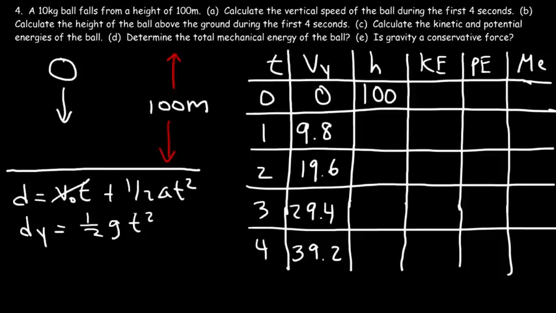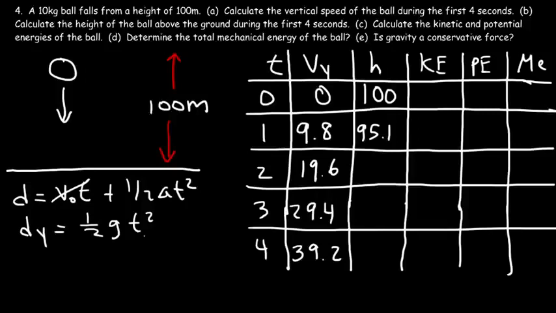So it's going to be 0.5 times negative 9.8 times a time of just 1 second. So 1 squared. That's negative 4.9. So what that means is that the ball fell down a distance of 4.9 meters. So if it goes down 4.9 meters, 100 minus 4.9 is 95.1. It means that it's 95.1 meters above the ground.